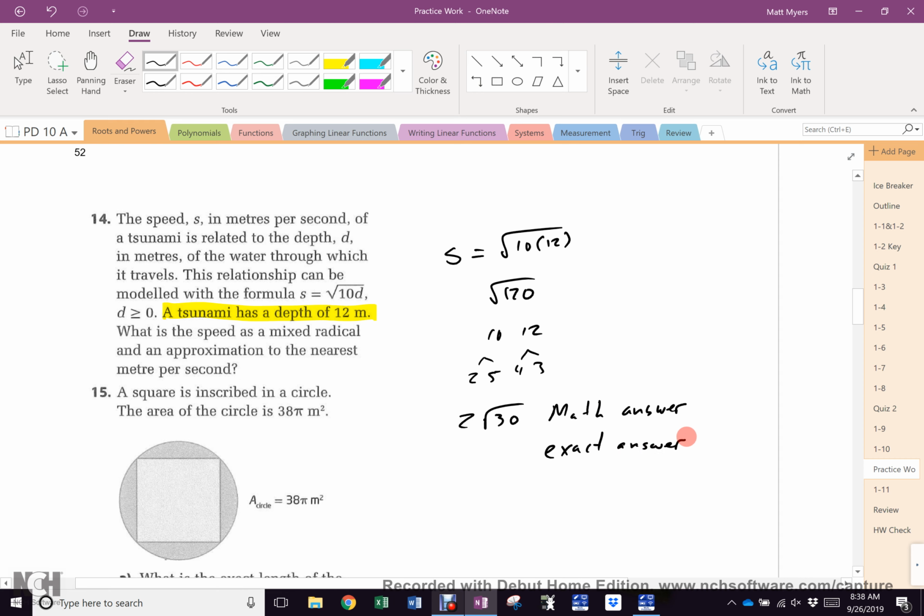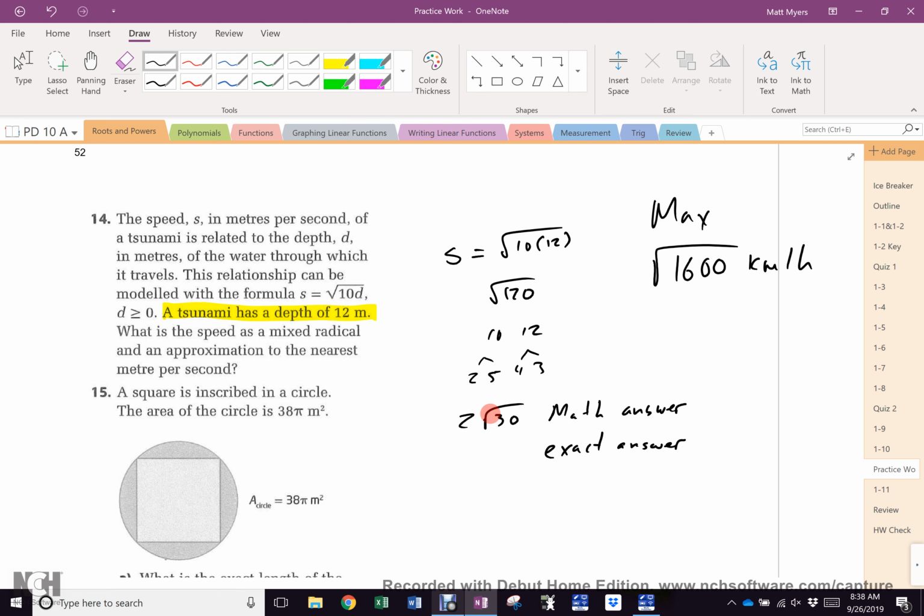Is it a real life answer? Would you ever look at a speed limit sign on the highway and have it say the maximum is the square root of 1,600 km/h? No, because what is it? It's 40, right? That's not a real life answer. You can't say to people on the beach, get out of the way, there's a tsunami coming and it's moving at 2 root 30 kilometers per second or hour or whatever it is. Right? That's stupid.